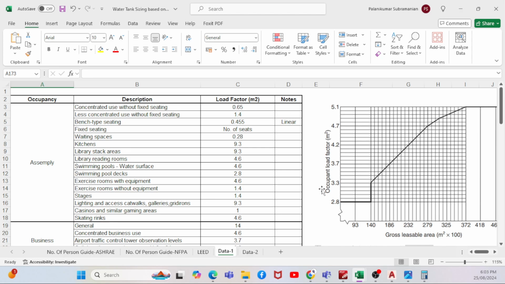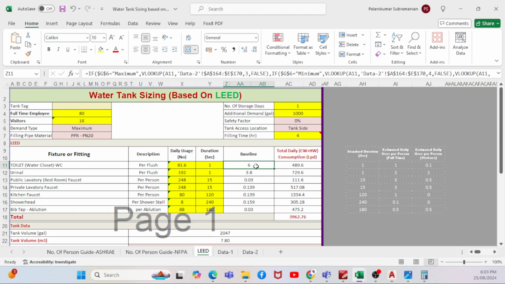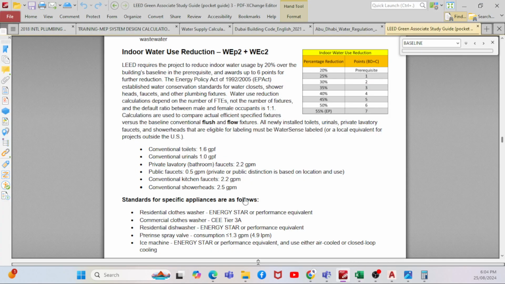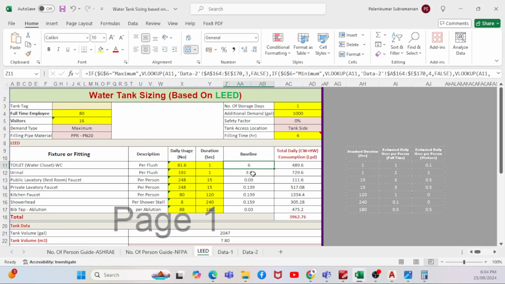Anyway, there are different types of charts. Now if you go to the LEED method, the same values we have given here in the baseline. For the toilet, how much is it? 1.6 gallon per flush. So that conversion is given here. This I will explain to you separately. So all the baseline is entered here as a value.